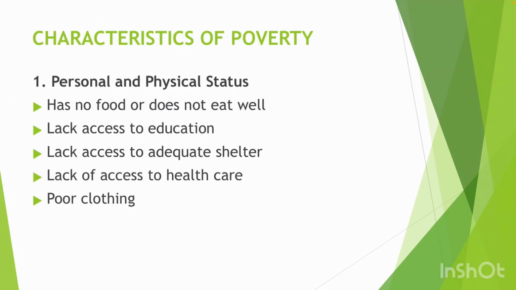A person has no food or does not eat well. A person lacks access to education. We're talking about characteristics of poverty. How can you know that this person is poor for sure? We have said number one, this person has no food or does not eat well. A person lacks access to education. A person lacks access to adequate shelter. A person lacks access to health care. A person has poor clothing. This is poverty. Characteristics under personal and physical status.